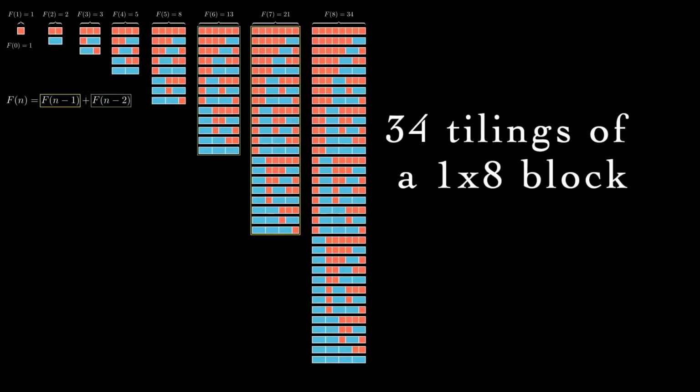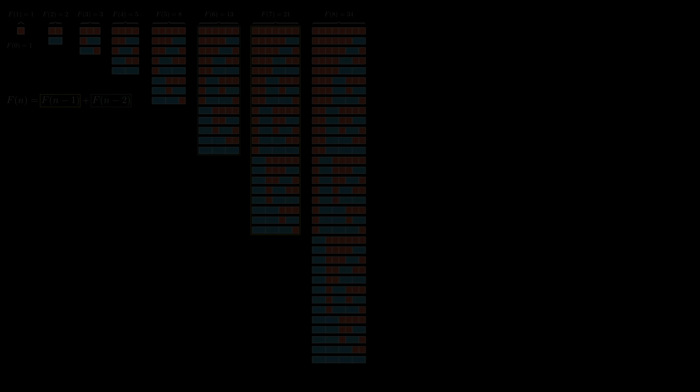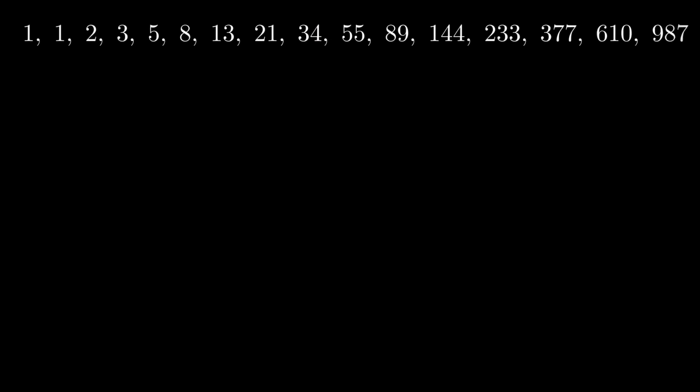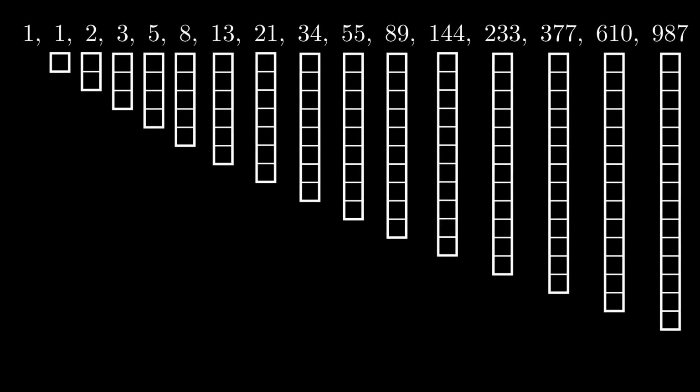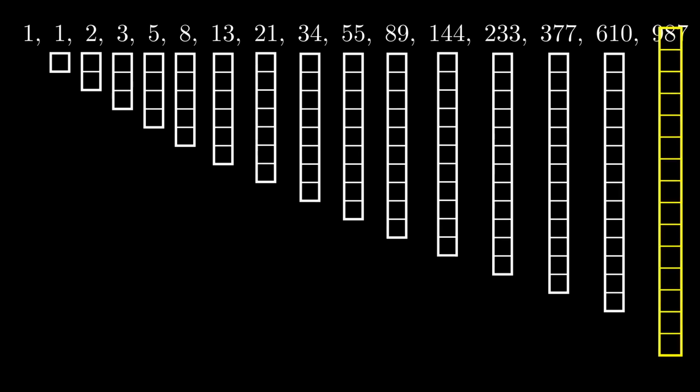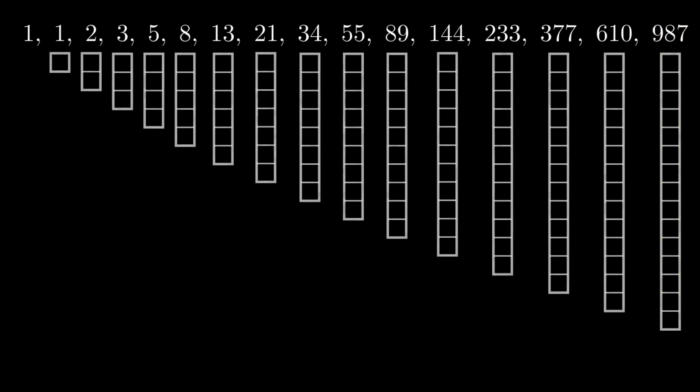But we didn't actually have to draw them all out to get the answer. This recurrence made it much easier to count. So the Fibonacci sequence gives the general answer to our problem. Starting indexing at 0, the nth Fibonacci number is the number of ways to tile a 1x(n) block. This gives a more tangible meaning to these numbers. What is 987? It's the number of ways to tile a 1x15 block.